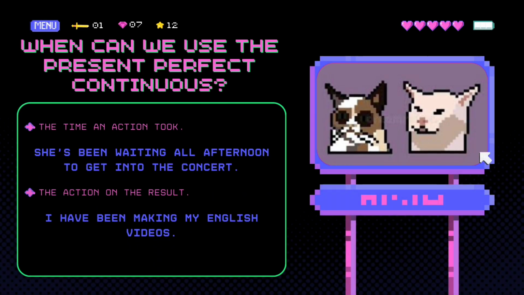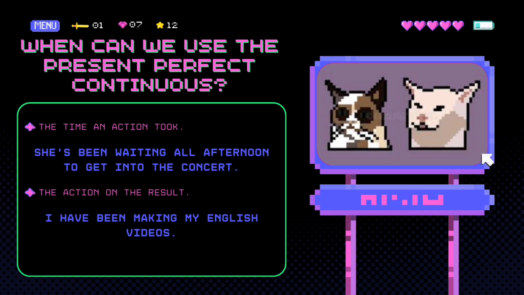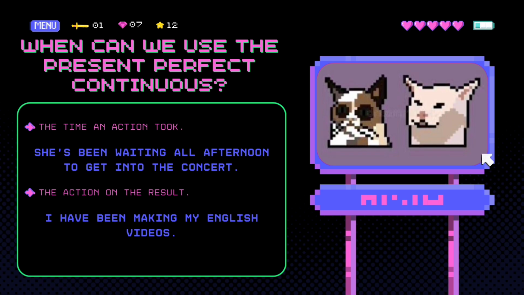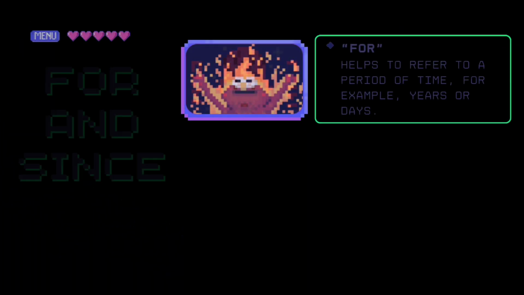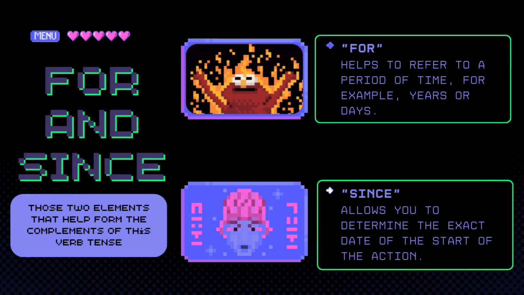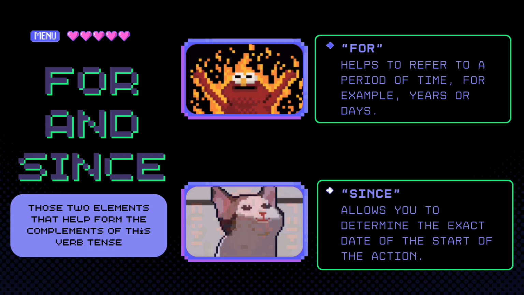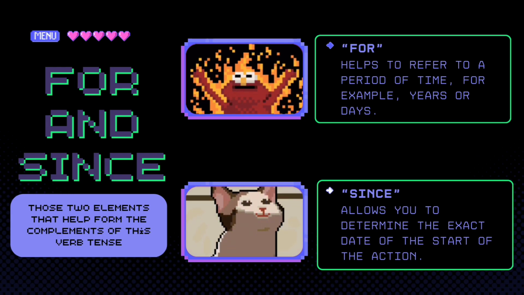When we emphasize the time the action took. Example: she's been waiting all afternoon to get into the concert. When we emphasize the action over the result. Example: I have been making my English videos. For and since. These two elements help to form the complements of sentences in this verb tense. For example, for is a preposition that helps to refer to the period of time of an action. And since is an adverb that helps to refer to the exact time the action began.